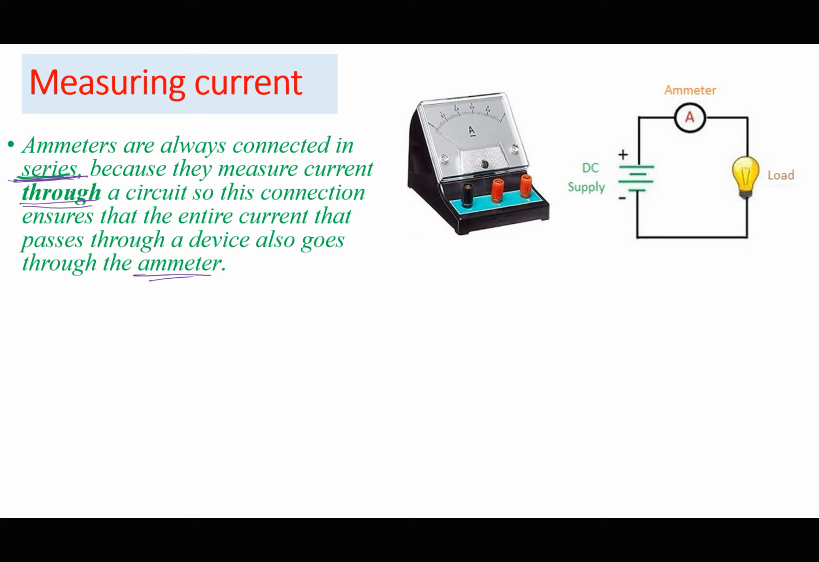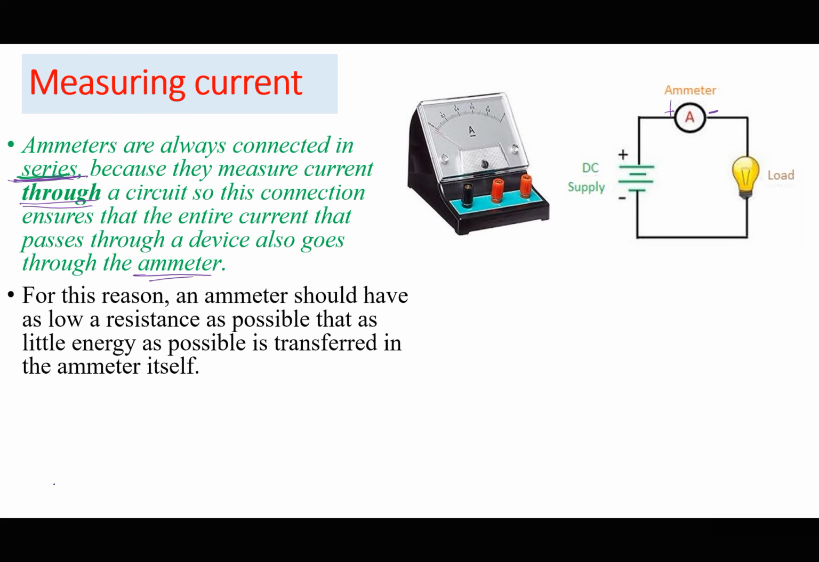Remember, I said the positive end of the ammeter should be joined to the positive terminal of the battery, and the negative end of the ammeter should be joined to the negative terminal of the battery. That is the correct way of connecting an ammeter. So for this reason, an ammeter should have as low resistance as possible, because it's measuring current through the circuit and the same current should go through the ammeter. Then the ammeter should have as low resistance as possible.